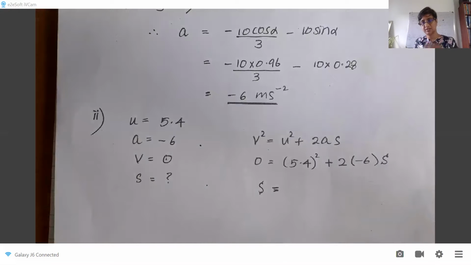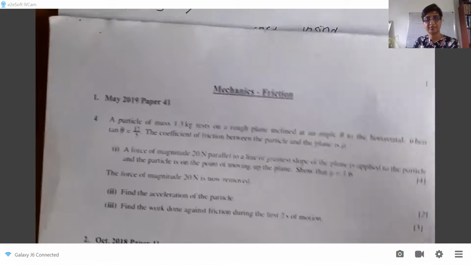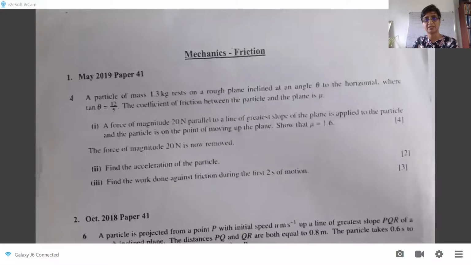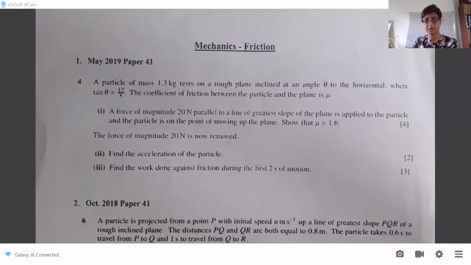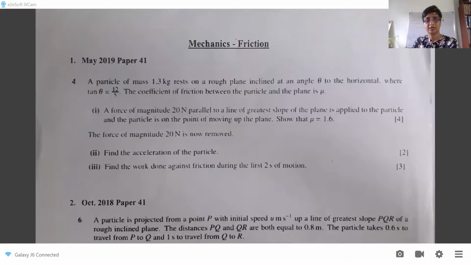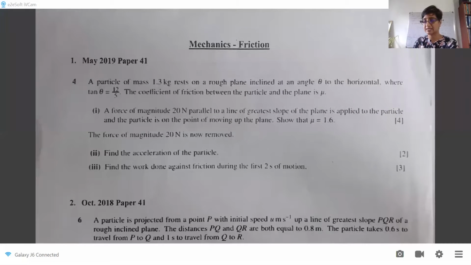2.43 meters. So this particle decelerates up the slope for 2.43 meters and then stops and will come back. We are not worrying about the motion afterwards. Okay, so let's do some questions on friction. Here's your first one. You can just write exercise. This first question is from May 2019, version 1, paper 4.1.